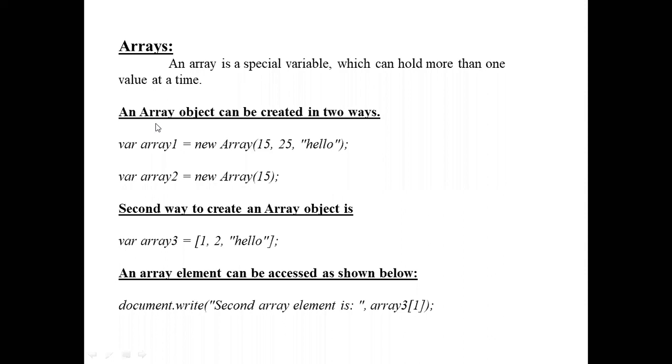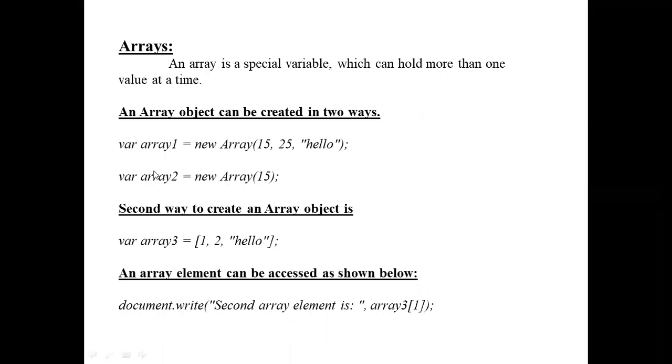So here an array object is created using two ways. The first one: var array1 = new Array(15, 25, "hello"). So here array1 is created using the new operator and consists of elements 15, 25, hello. Next, array2, here we mention the size of the array. That means here the size of the array is 15.